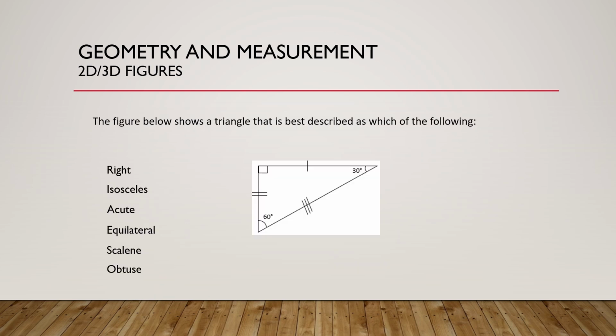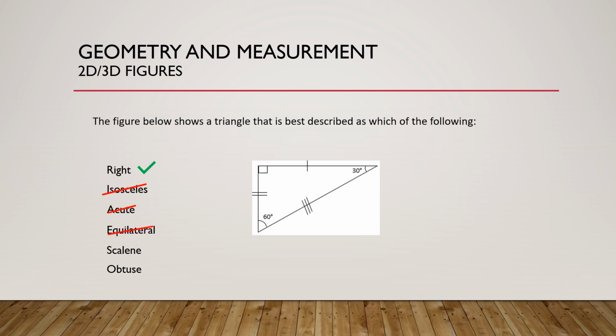The figure below shows a triangle that is best described as which of the following. This figure is a triangle with a single right angle, therefore it is a right triangle. An isosceles triangle would have 2 sides of equal length, which does not apply here. An acute triangle has all 3 angles less than 90 degrees, which also does not apply here. An equilateral triangle would have 3 equal length sides and 3 equal measured angles, which does not apply here.